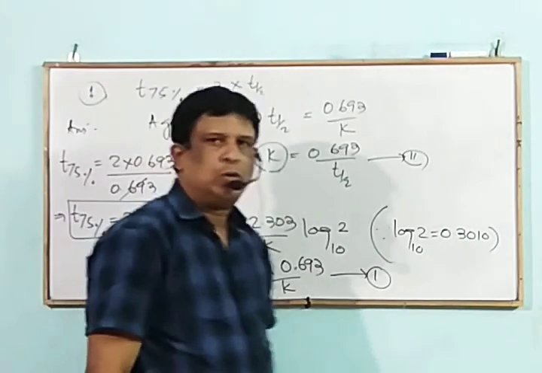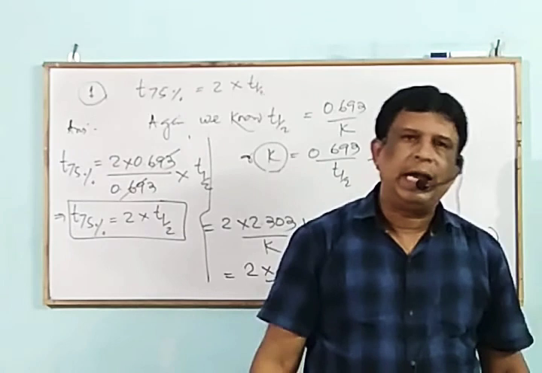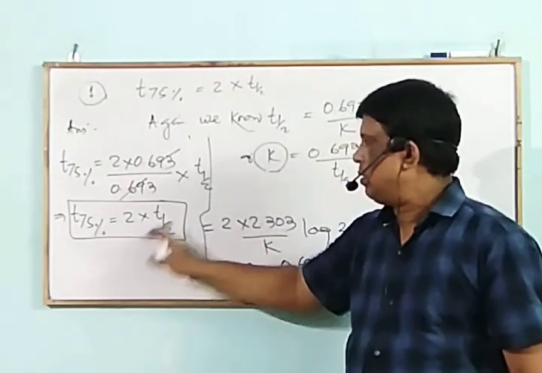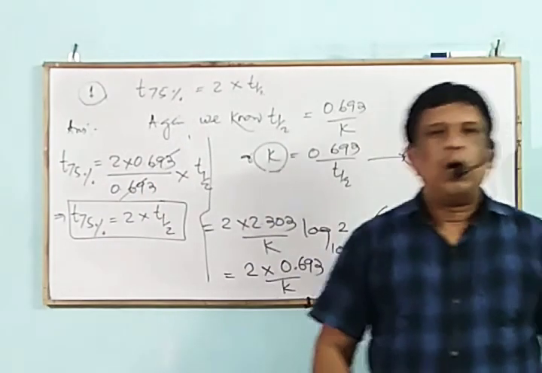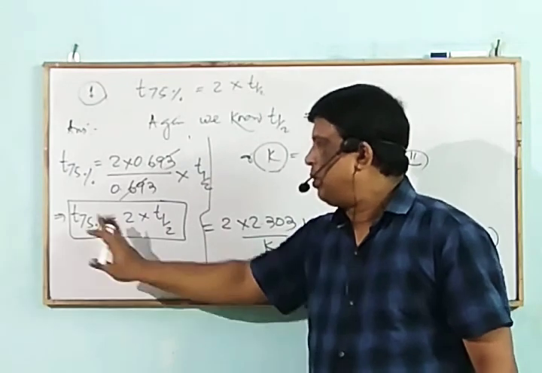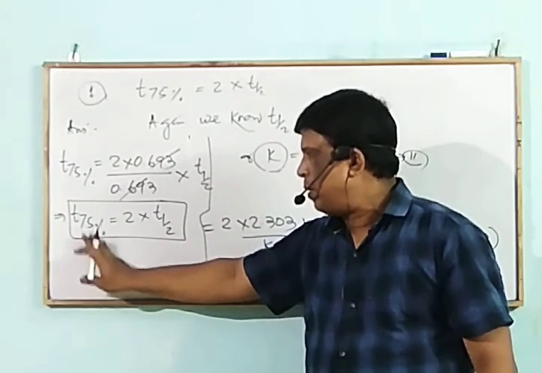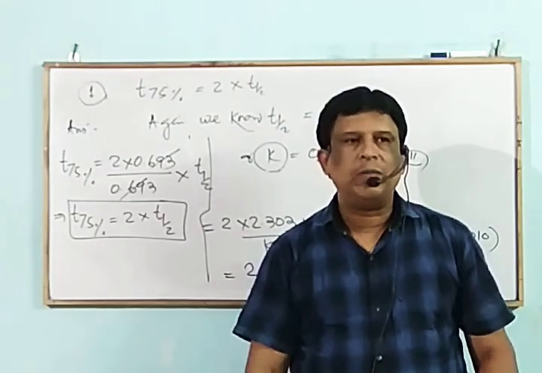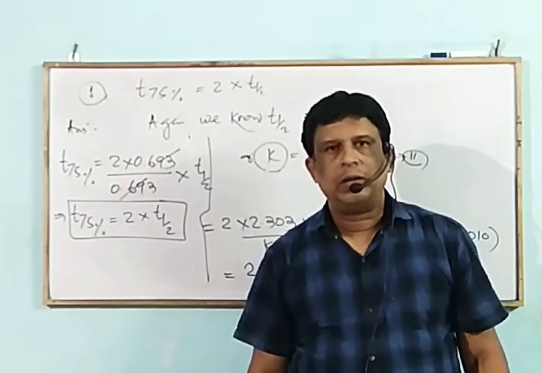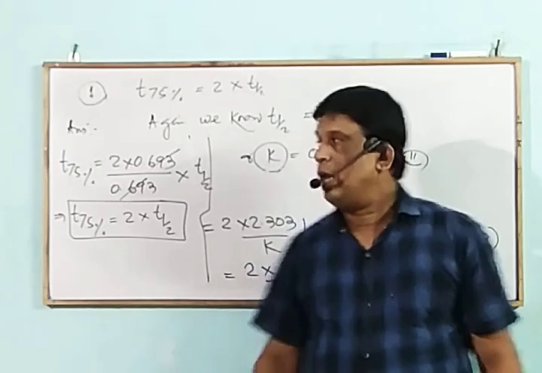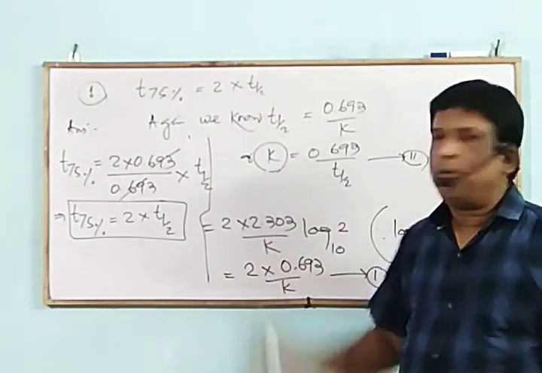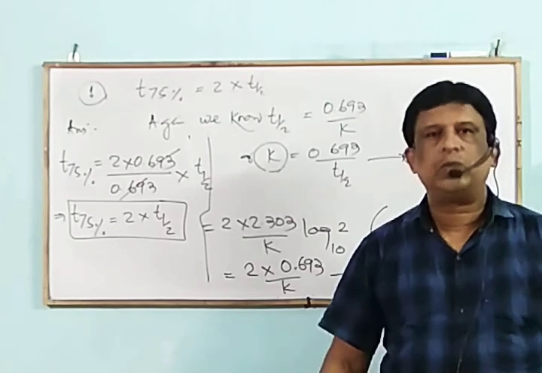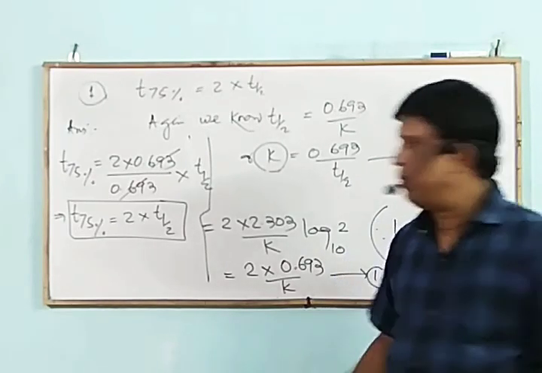That is a 2-mark question. This question may be direct: prove this in language, in word form. Prove that the time taken for completion of 75% of a first order reaction is nearly equal to 2 times the half-life period. Similarly also, we can solve another problem. Next we go through another type of problem.